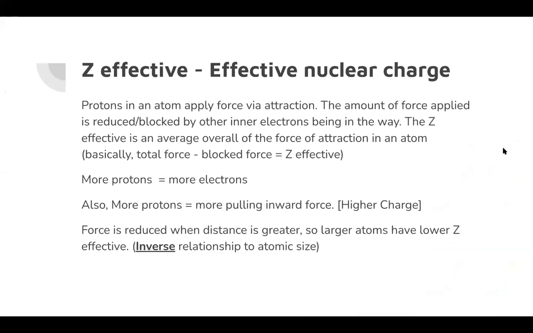So protons in an atom apply force via attraction. The amount of force applied is reduced or blocked by other inner electrons being in the way. The Z effective is an average overall of the force of attraction in an atom. Basically, total force minus blocked force is going to equal your Z effective. In other words, the Z effective is the force that is actively pulling.